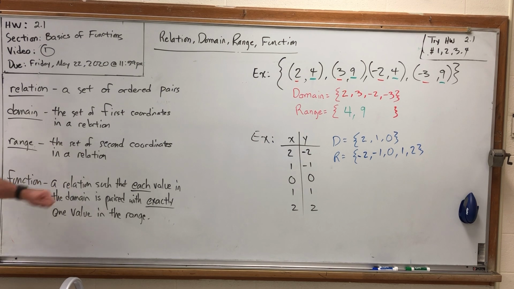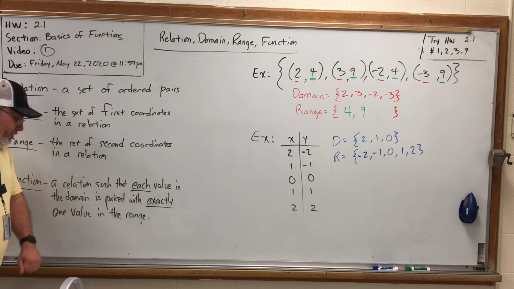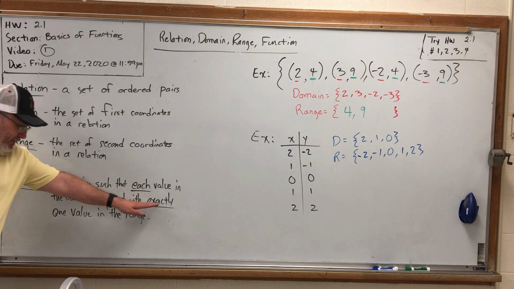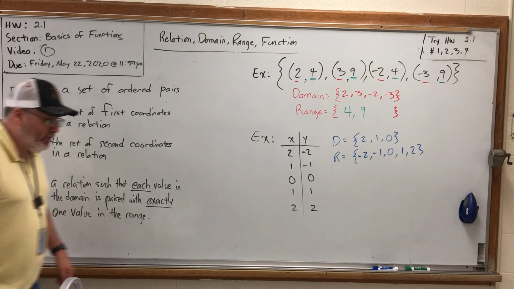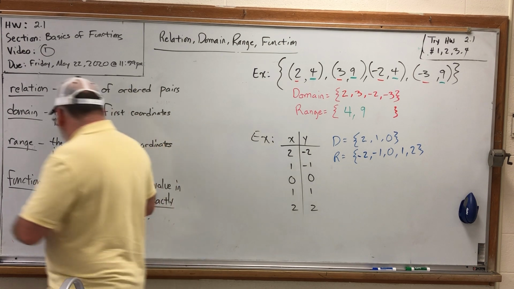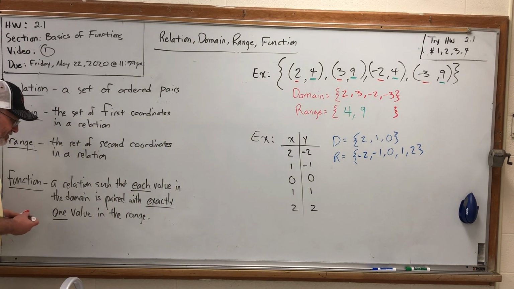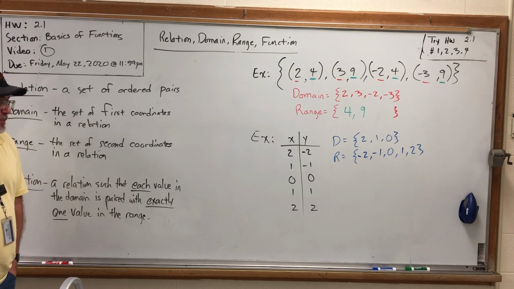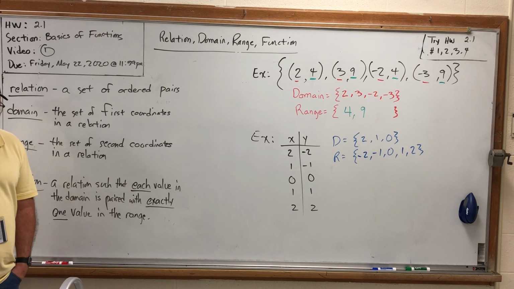A function is a relation such that each value in the domain is paired with exactly one value in the range. Let me say that again. Each value in the domain is paired with exactly one value in the range. To be a function, your domain has to satisfy a criteria. The criteria is everything in it has to be paired with exactly one value.